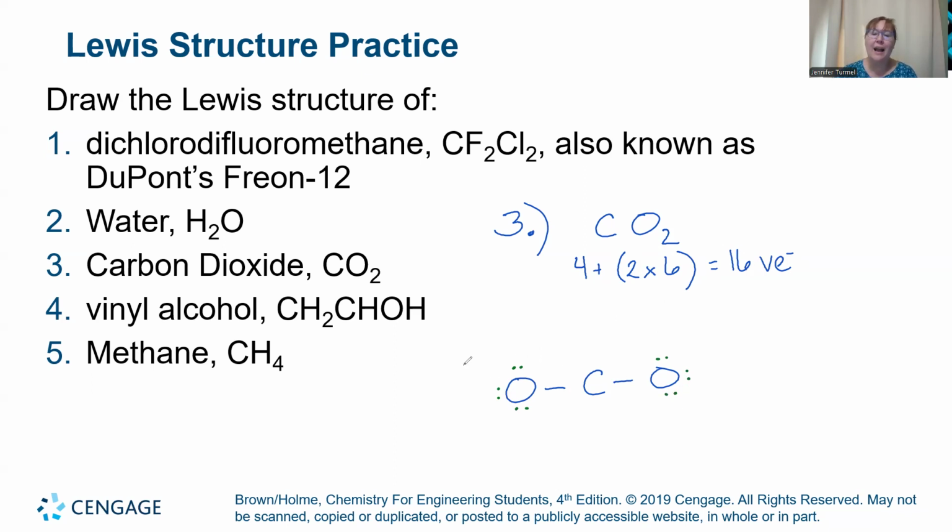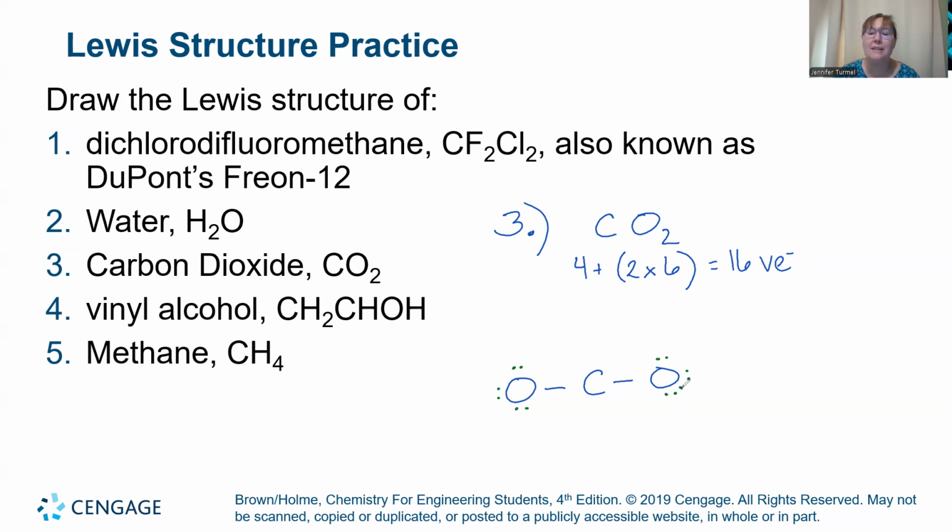Okay. Now, the oxygens each have 8 electrons around it. And so that octet is satisfied, but the carbon only has 4 electrons on it. And so we need carbon to also have 8 electrons on it. So it needs 4 more electrons.